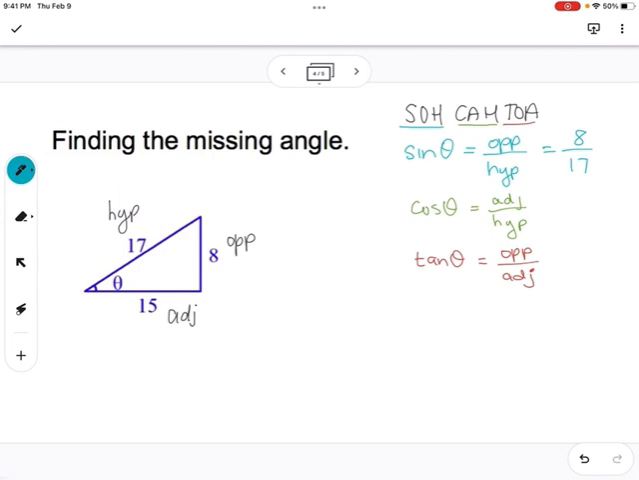Looking at the cosine ratio, it's adjacent over hypotenuse. We've labeled our adjacent here, it's 15, and we've labeled our hypotenuse as 17. So that's going to be 15 over 17. And our last one, tan is opposite over adjacent. So again, we've labeled our opposite as 8, our adjacent as 15. So that gives us the ratio here, 8 over 15.